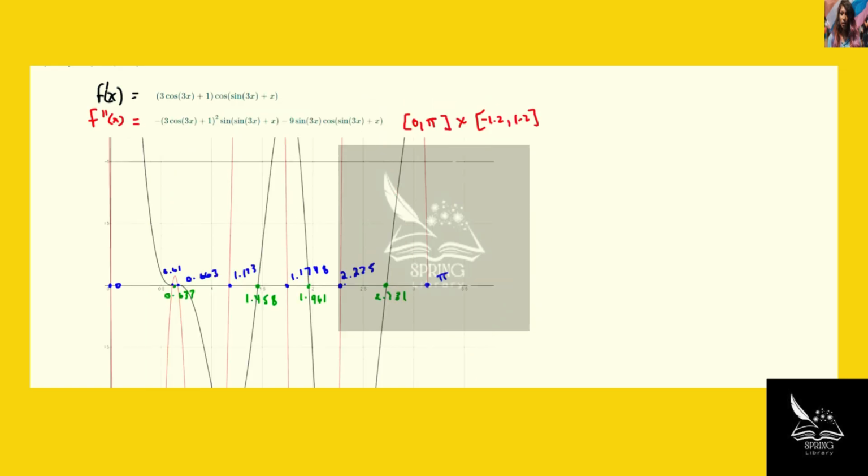So I went ahead and graphed the first and second derivative on the same graph. The black line is f prime and the red line is the second derivative. I graphed it on the same viewing interval of 0 to pi by negative 1.2 to 1.2. All these blue dots here are going to be our inflection points, or at least what my graphing calculator said were our inflection points.